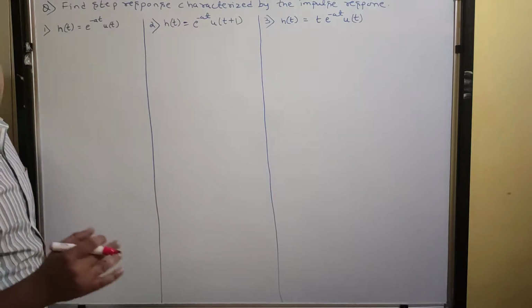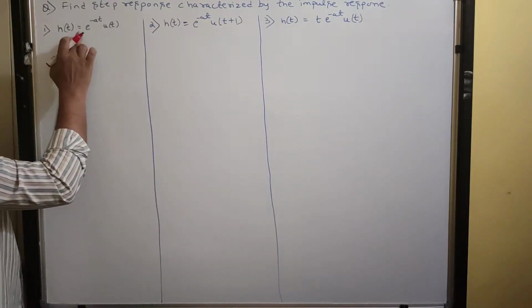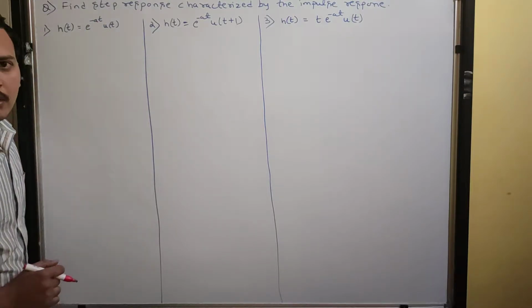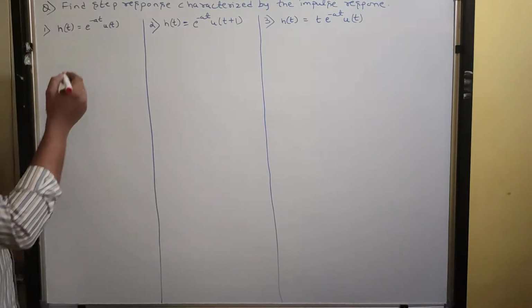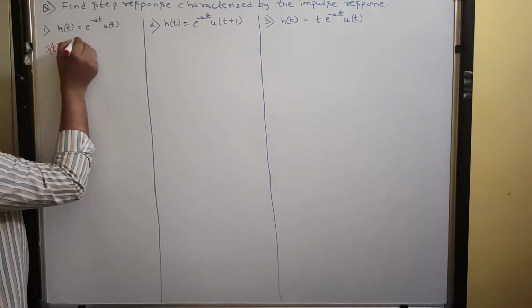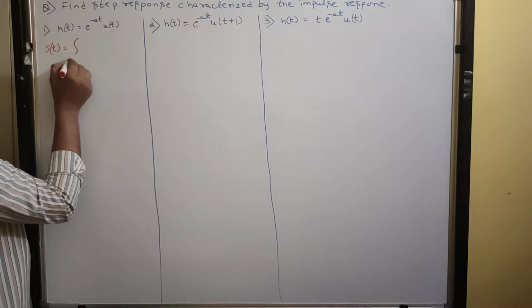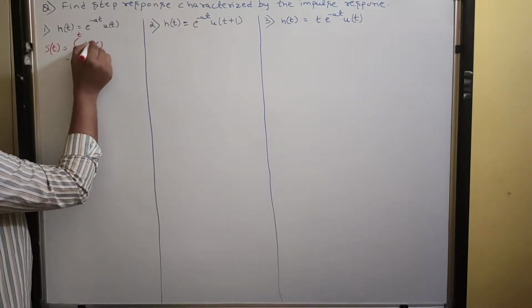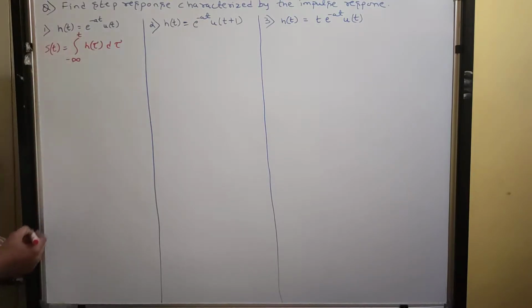So I have taken three examples. The first question is h of t equals e power minus at u of t. Find the step response. We know the formula for step response: we have the integral from minus infinity to t of h of tau d tau.